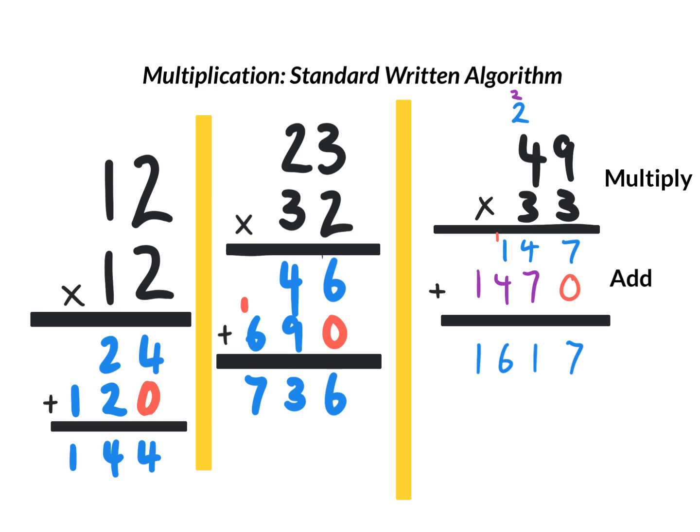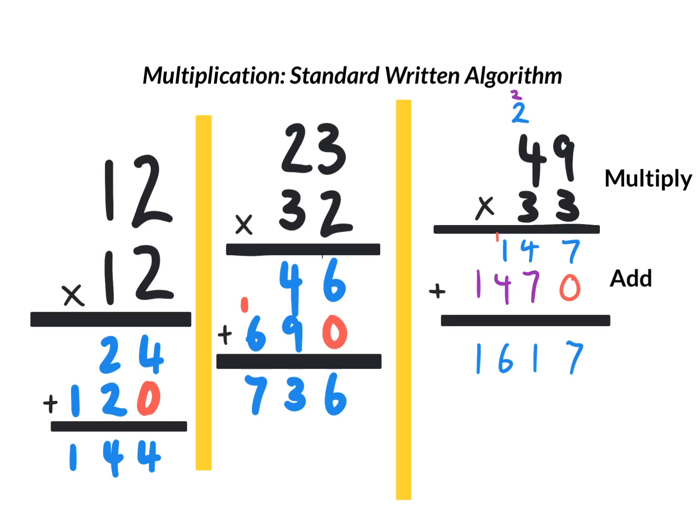3 times 3 is 9. We place the 9 down. And then we say 3 times 2 is 6. And we place the 6 down into the hundreds column. Then we're left with adding 46 to 690. We can see in the ones column, 6 plus 0 is 6. In the tens column, 9 plus 4 is 13. We place the 3 down in the tens column, and then we place a 1 into the hundreds column. Then we say 6 plus 1 is 7, and then we know 23 times 32 is 736.